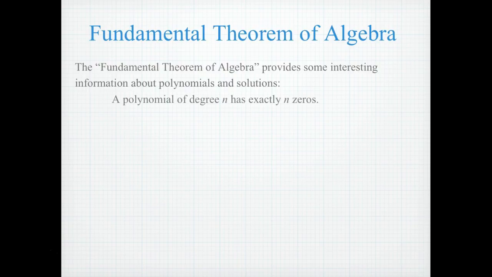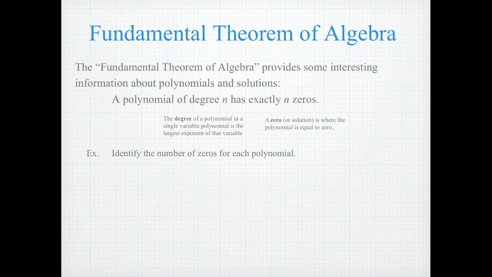So the fundamental theorem of algebra states that a polynomial of degree n has exactly n zeros. So the degree of a polynomial is equivalent to the number of zeros that that polynomial contains. Now the degree of a single variable polynomial is the largest exponent of that variable. And a zero, or a solution, or possibly the term root, is where the polynomial is equal to 0.